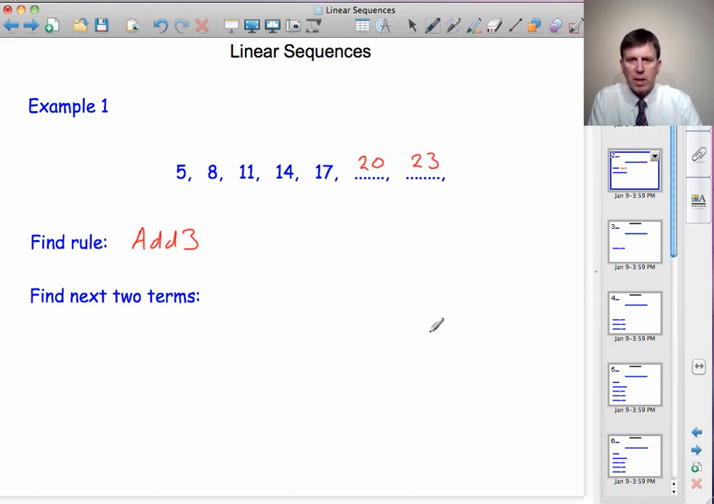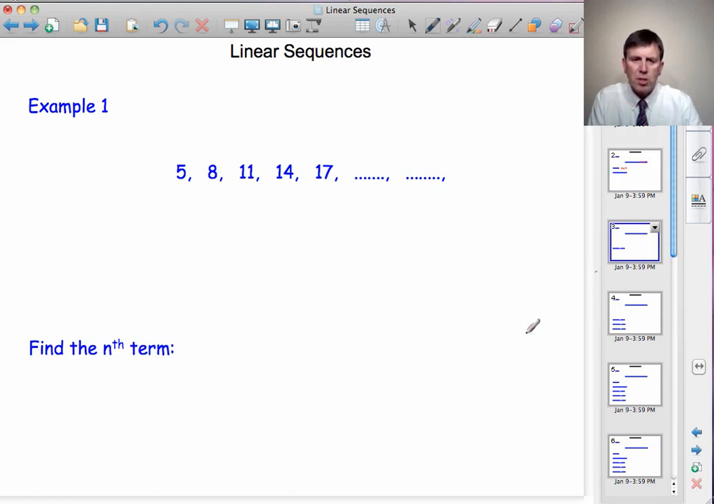So what else are we expected to do with linear sequences? Well, a common question is to find the nth term. Now the nth term can be any term in the sequence. N stands for any number, 1, 2, 3, 4 and so on. So we want a formula for the nth term. So I'm going to write nth term equals some formula to do with n.